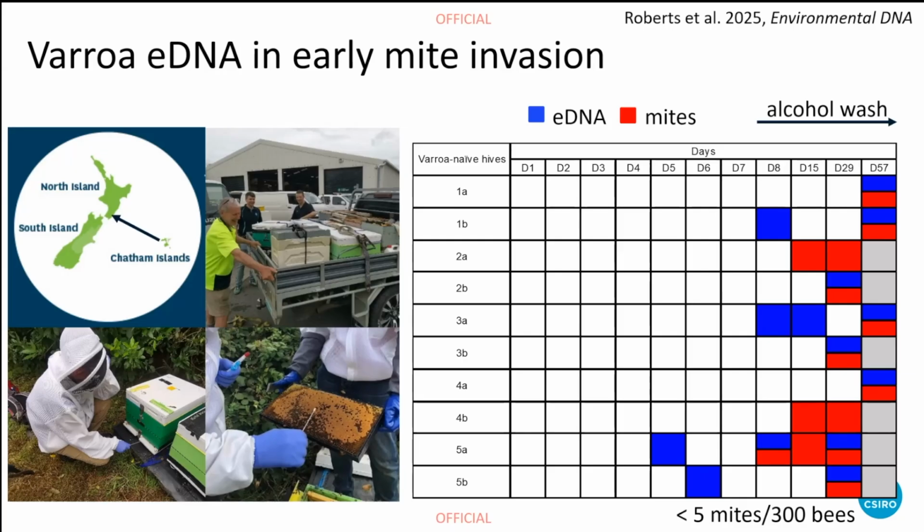What was also really nice to see is that we were detecting Varroa eDNA either earlier or at the same time as the alcohol wash method in 8 of those 10 hives. So this was giving us some confidence that we can really detect those early mite levels. But again, we're still seeing some false negatives. So 2 of those hives, 2A and 4B there, we had mites detecting the alcohol wash, but we didn't have any eDNA detection during the experiment.